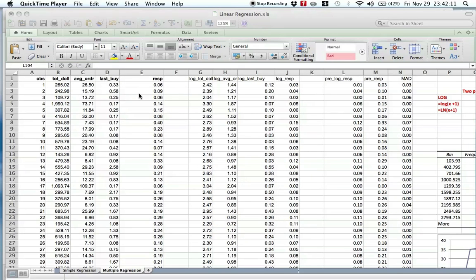Hey again. So now for week 11, we're going to look at how a log transformation transforms our data and makes the correlation between our independent variables and our dependent variable, the response rate, a little bit better. On the left side of the screen, we have the total dollars, average order, and last buy, similar to your RFM. We're going to test the linear regression with the dependent variable, the response rate. And on the right side of the screen, we have the log transformation of all of those.